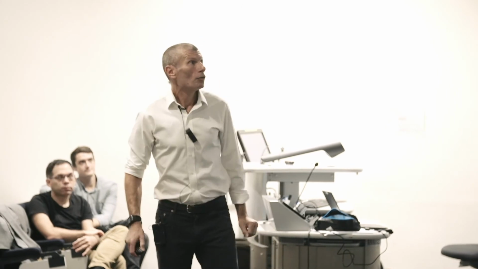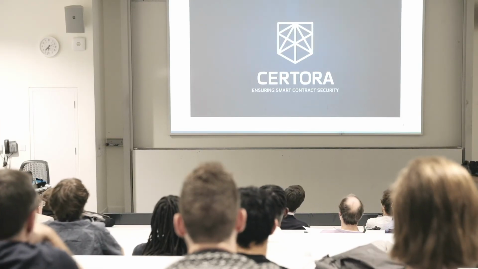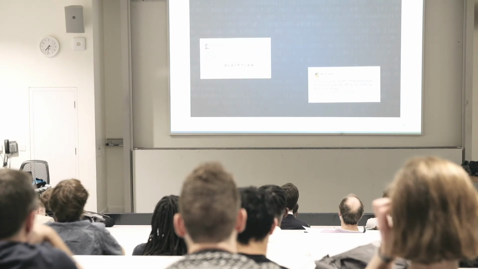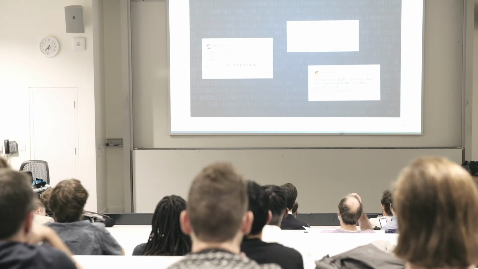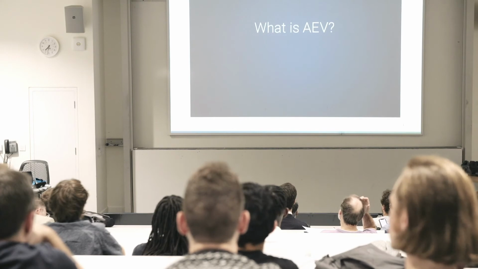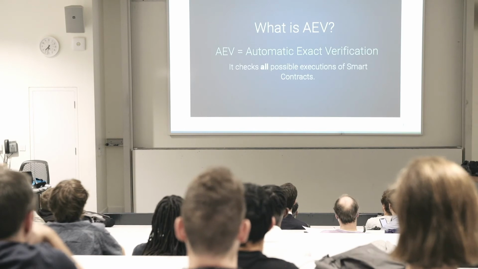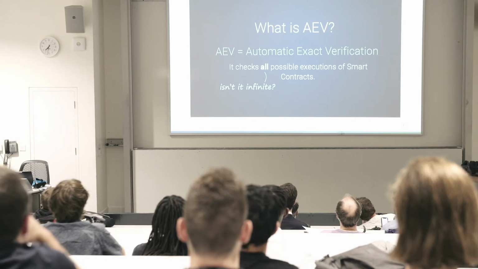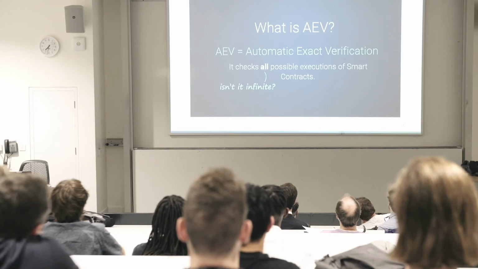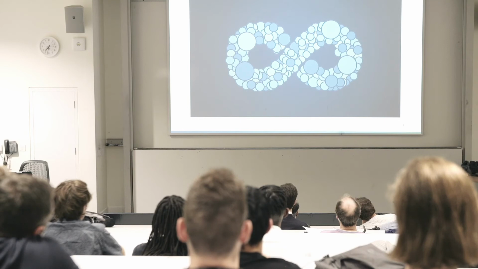Okay. So we are here to show you how easy it is to ensure the safety of your smart contracts using a new tool called Certora-AEV, to be available soon. Bugs have terrible consequences, especially in blockchain platforms. The tool can help you ensure correctness and increase the trust in blockchain. What is AEV? AEV stands for Automatic Exact Verification. It checks all possible executions of smart contracts. But how can all executions be checked? Isn't there an infinite number of executions? There is. Therefore, Certora-AEV has an algorithm to exhaustively check all executions without explicit enumeration.